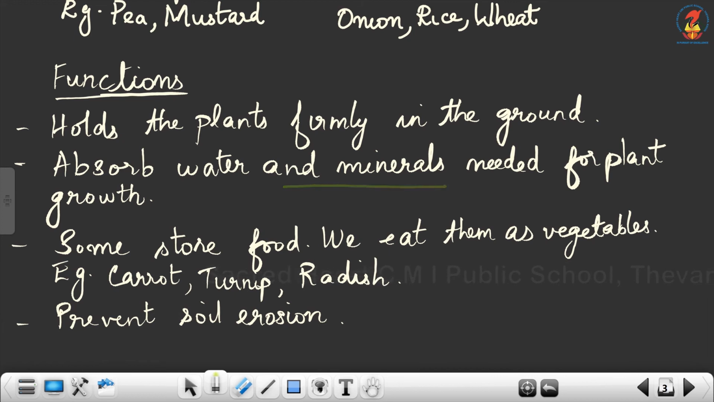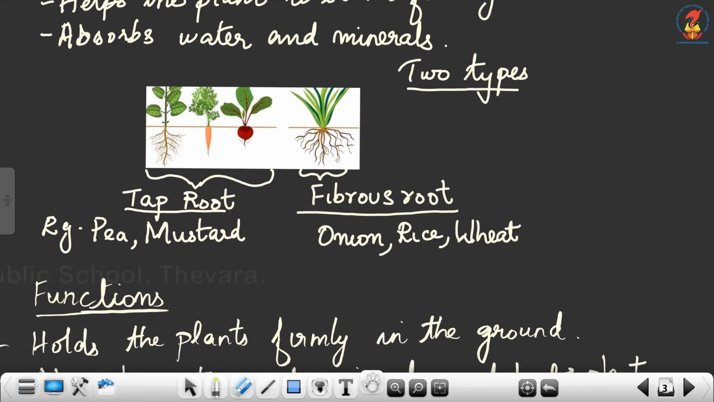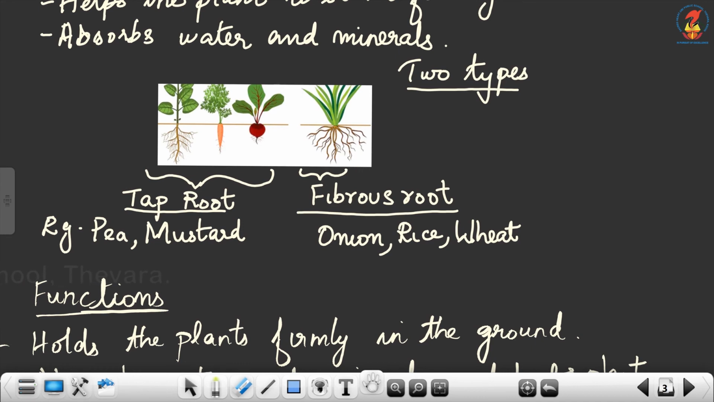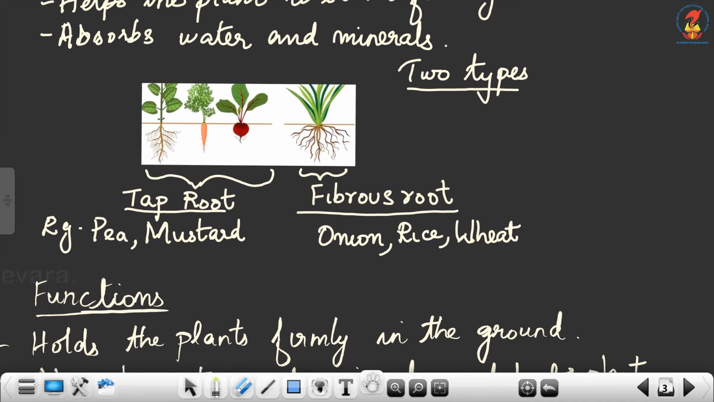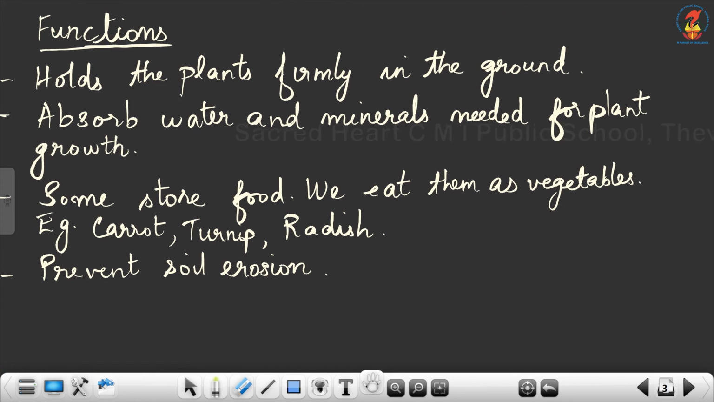Then some of the roots, there is also some speciality. Some of the roots store food. For example, in the picture that you saw above, you saw these two pictures, isn't it? They are also roots. See carrot. There is the picture of carrot. There is carrot and there is beetroot. These roots are known as storage roots. Carrot, beetroot, turnip, etc. are known as storage root. So we will eat them as vegetable.